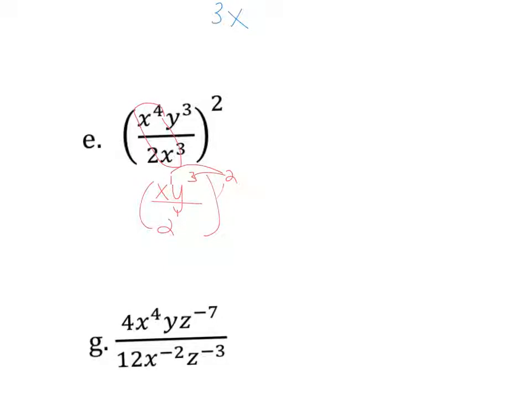I have to take that power to everything inside. Remember, you're multiplying your powers. Since everything has a positive exponent where it's at, I'm just going to leave it alone. No more bases to combine. That's it.